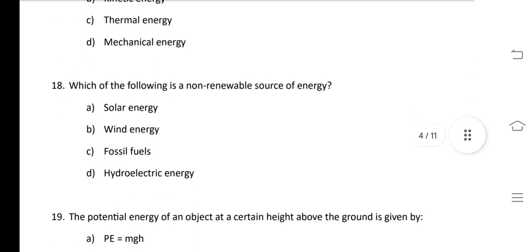Our next question is, which of the following is a non-renewable source of energy? Non-renewable sources of energy are fossil fuels. That means these are limited in quantity and it takes a lot of time to recover.